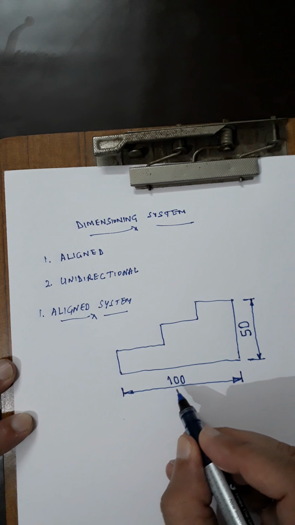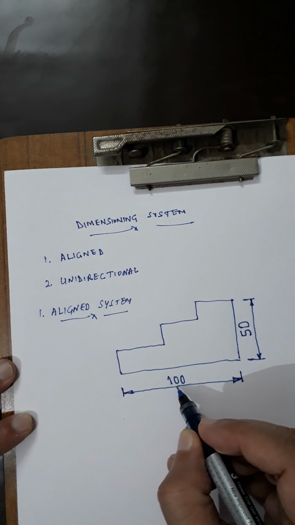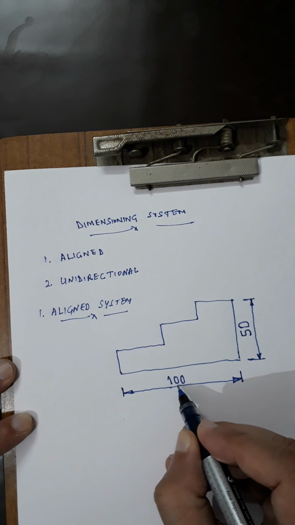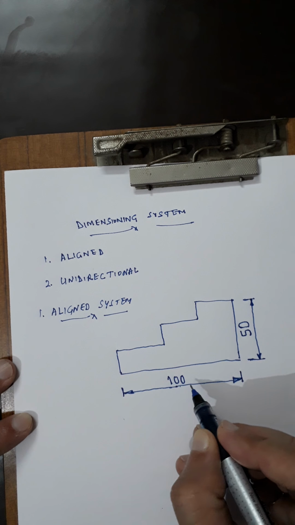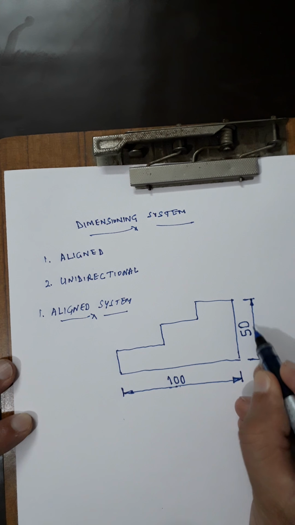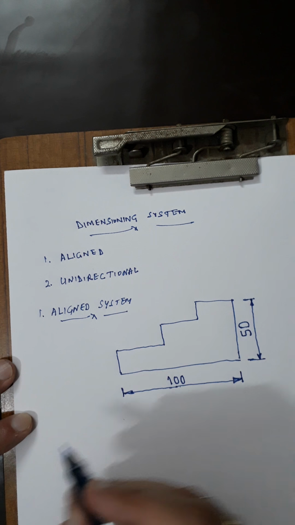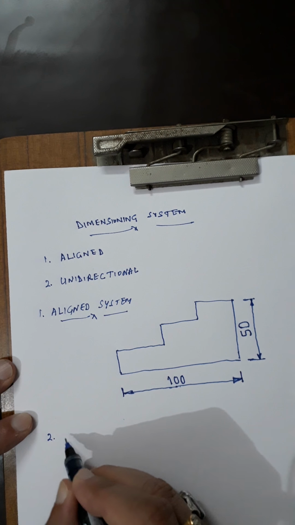Second thing in the aligned system is that all the dimensions are put above the dimension line. So this is the dimension line and the dimension is put above this dimension line. 50 is put above this dimension line. Now the second system is unidirectional.